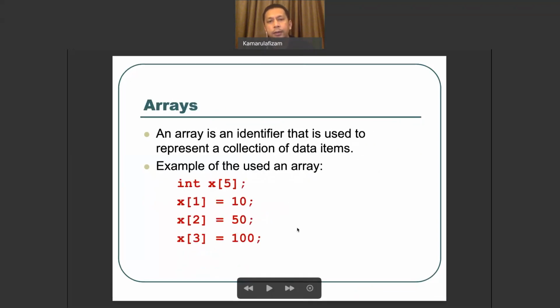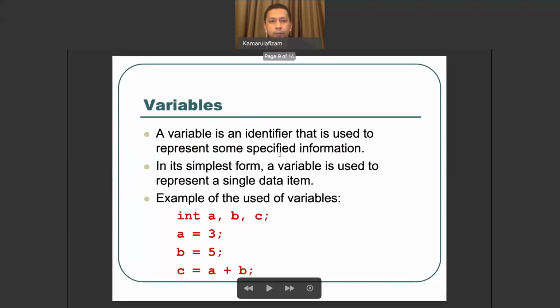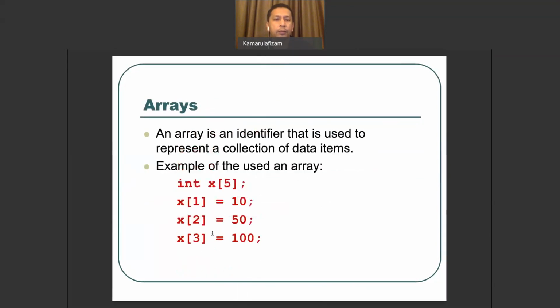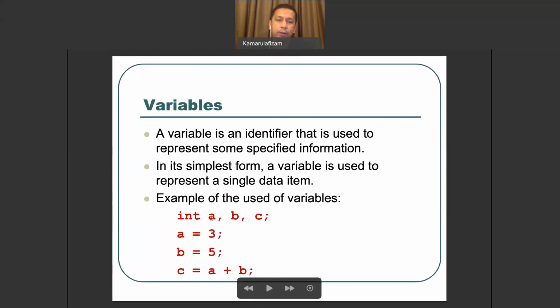So this is another basic fundamental of programming, which is the array. An array is an identifier that is used to represent a collection of data items. If we go back to variable, a variable only takes one value, one data. If we have multiple data, we can use an array. For example, integer x is our identifier, x is our variable, but x here is taking 5 memory slots. In this case, A is taking only one memory slot, B is taking one memory slot, C is taking one memory slot.